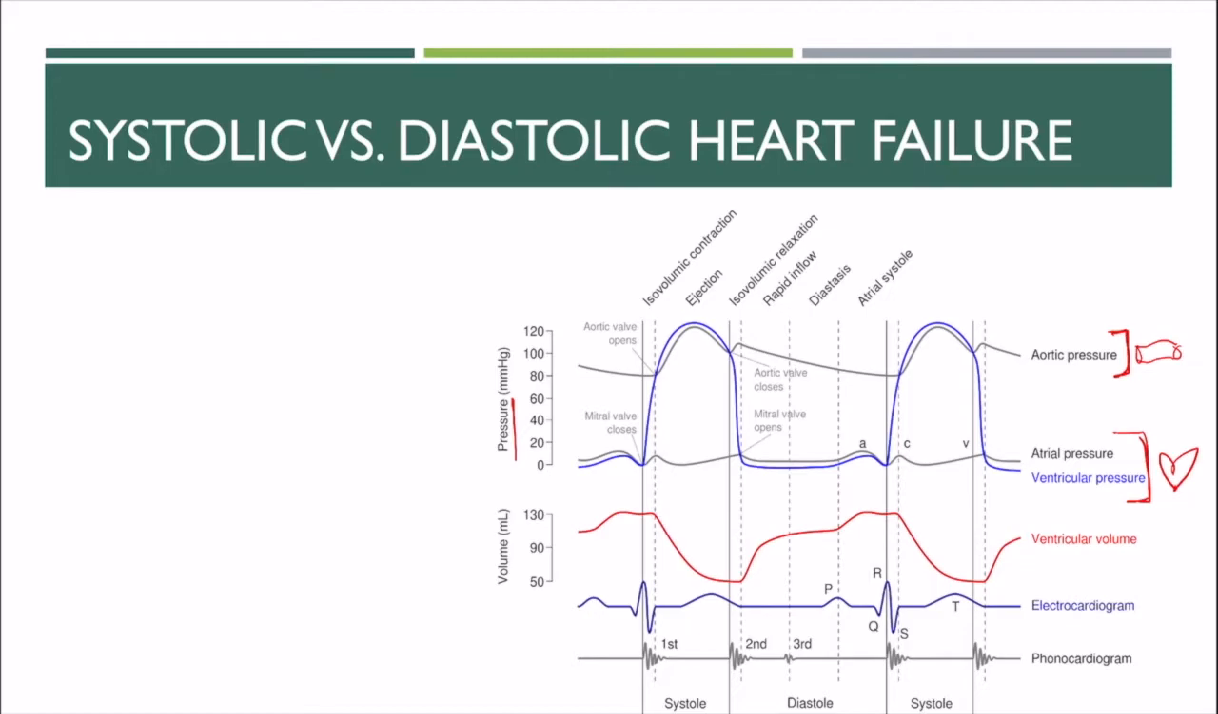Can you compare and describe the pressures in these two areas? Why they're the same during some times and they're very different during others. Spoiler alert, they're very different during diastole and they are basically the same during systole. And relate that to the volume in the heart.